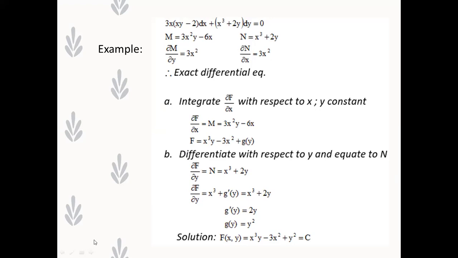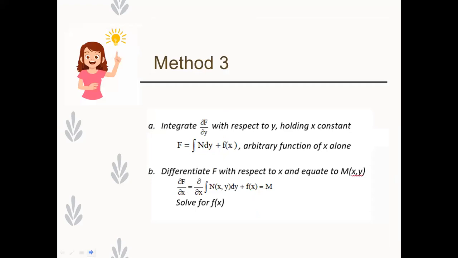Now, I will proceed to the next page. Your method 3, class, is related in form to method 2, only this time you did not integrate M with respect to x, but you integrate N with respect to y. So this time, the one that you integrate is actually N, N dy, and you will again have an arbitrary constant, which is f of x.